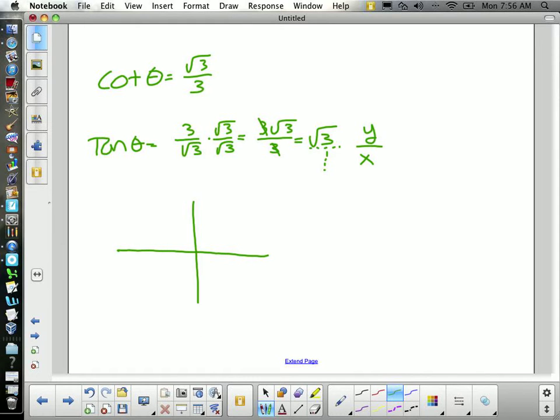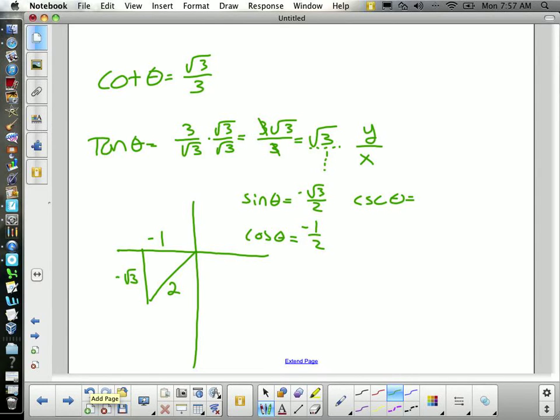So, if I draw my picture, I get y is negative root 3, x is 1, that winds up being 2. It's a 30, 60, 90 triangle. It's identity. Okay? So then I can very quickly, I guess that's negative 2. Sine theta is y over r, negative root 3 over 2. Cosine theta is x over r, negative 1/2. Cosecant theta, the reciprocal of that, is negative 2 over root 3, which we know how to rationalize because that's identity. Negative 2 root 3 over 3. And secant theta is the reciprocal of that, which would be negative 2. We've got all the angles figured out.